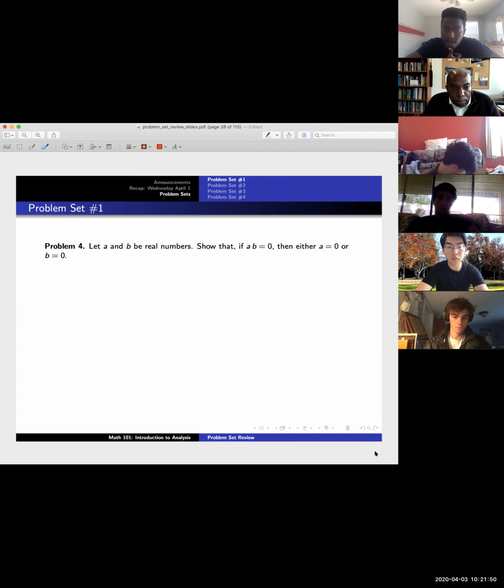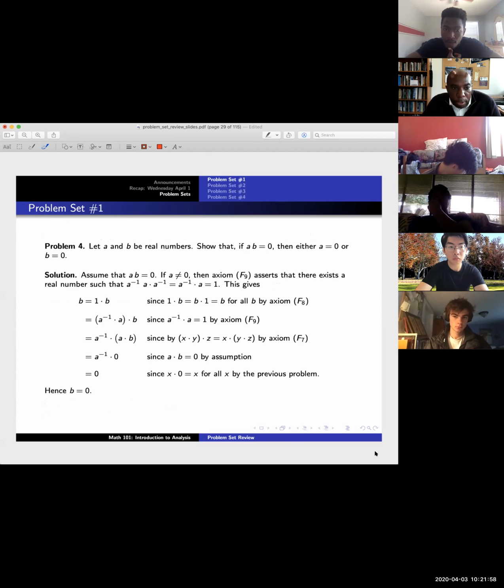Problem 4. So here, if A times B is 0, then either A is 0 or B is 0. We also basically did this in class. So I just showed here the proofs. Of course, remember that we did this by going over the various axioms and using some of the properties. This was also basically done in the lecture notes. But again, I have the proof here because it was simply done in class.